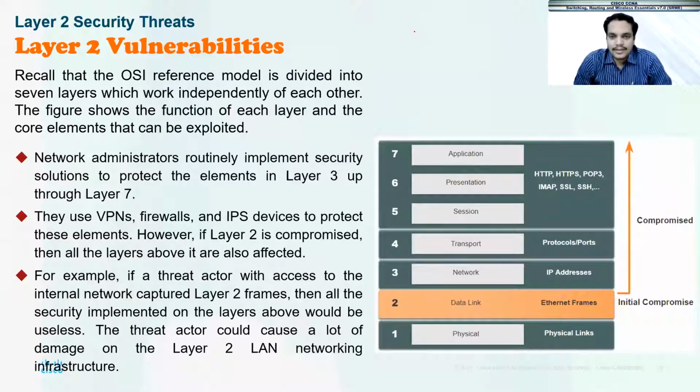What happens is, generally, network administrators routinely implement security solutions to protect the elements in layer 3 up to layer 7. They use VPNs, firewalls, and IPS devices to protect these elements. But what happens if layer 2, which sits at the bottom, is compromised? If a threat actor gains access through layer 2 frames into the network, then all the remaining layers would be easily compromised. So the threat actor could cause a lot of damage on the layer 2 LAN networking infrastructure.